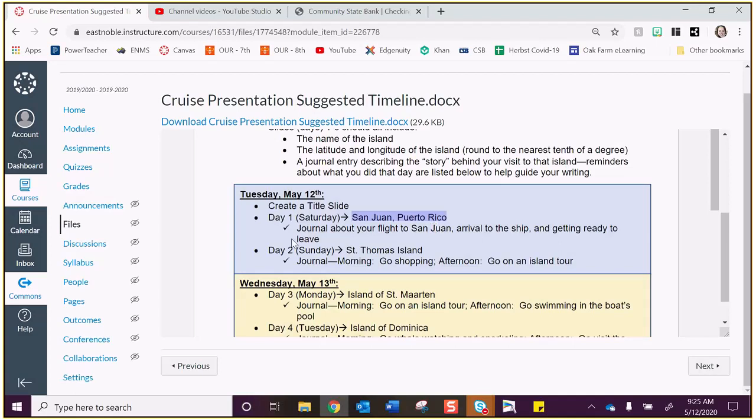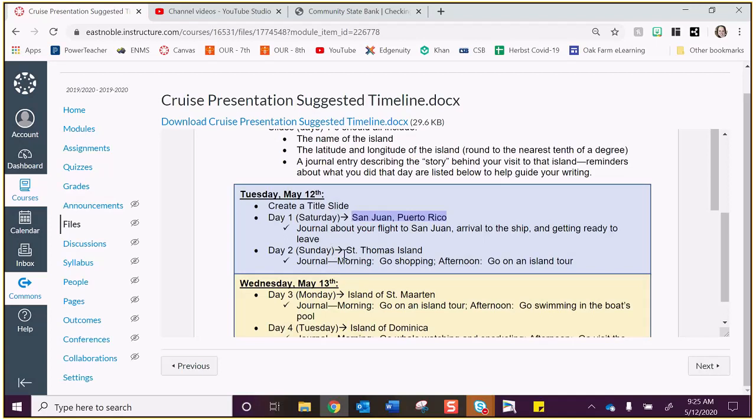So your journaling on the first day is about your flight to San Juan, your arrival to the ship, and then getting ready to leave and start the cruise. So that's day one. You have a title slide, and you have a day one San Juan, Puerto Rico slide. Remember, you need the name of the island, latitude and longitude, and a little journaling. This is what we're telling you what to journal about. This is where you get creative in your journal.